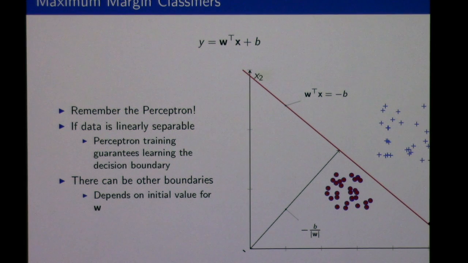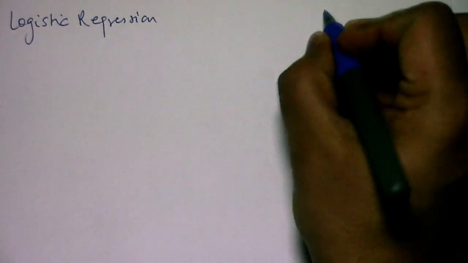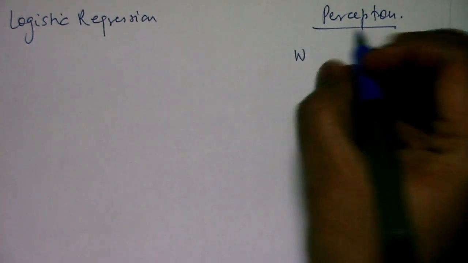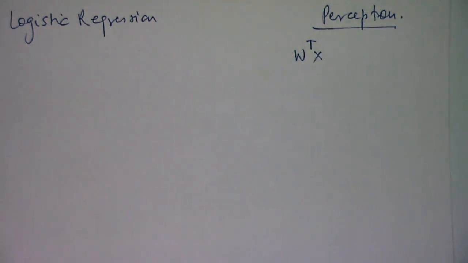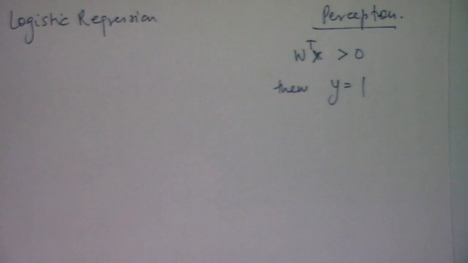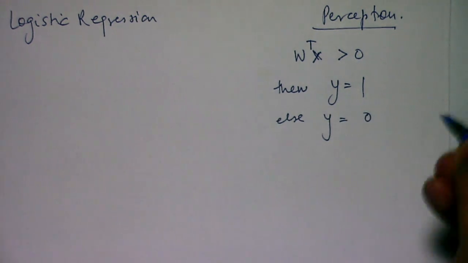In fact, Ritvik had pointed it out last time that if you look at logistic regression, and let's look at perceptron, right? So in perceptron what happens is that you have some W, and you get some X, you compute W transpose X, and then you say if W transpose X is greater than 0, then Y is 1. We assume that X has the bias term as well. Else Y is 0, or minus 1.